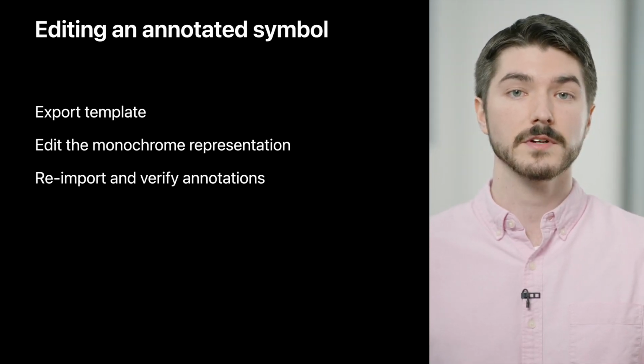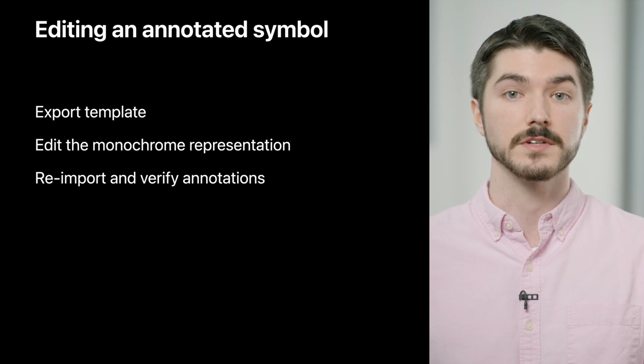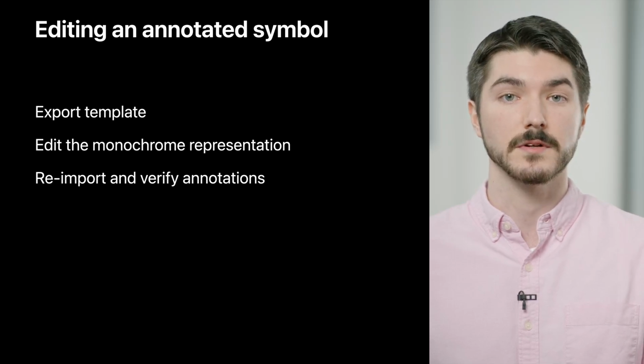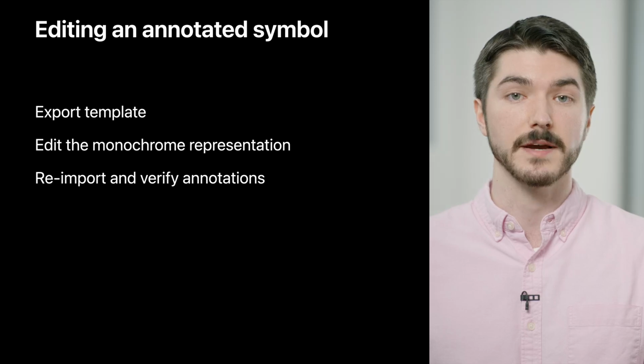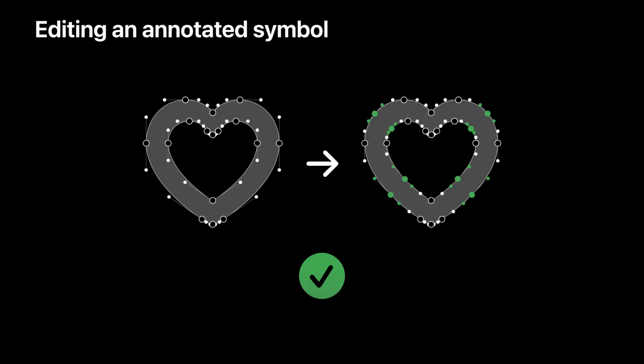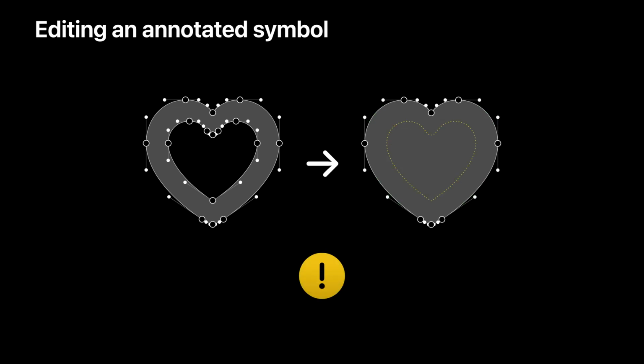If you need to continue editing a symbol you've already annotated, you would export a template and edit the monochrome representation in your design tool. Then, re-import the symbol and verify your annotations still render as expected. Special care must be taken when modifying the paths of an annotated symbol if you wish to retain your annotation data. Since this data requires the same number of paths across designs, you can safely add, remove, and adjust points. But removing or reordering whole paths will make your design go out of sync with its annotation data. In these cases, you will need to re-annotate the symbol to account for its new path structure.